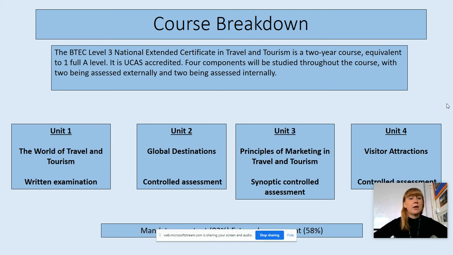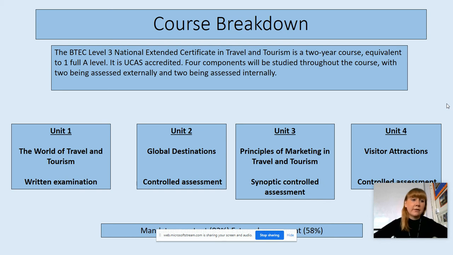And then finally, the fourth unit of this subject is visitor attractions. So again, understanding globally and locally what visitor attractions are there around, why are certain attractions more successful and more appealing to people than others, but also what knock-on effect do they have? How do they impact on business, on marketing, on advertisement? How do they impact population and local areas? And that again is managed via a controlled assessment piece of work.